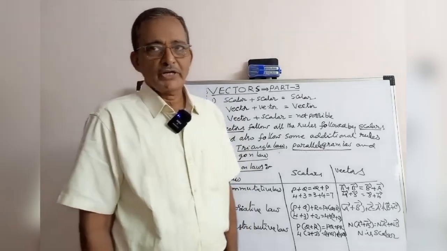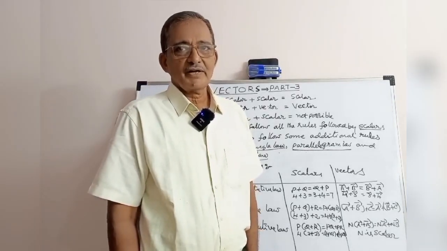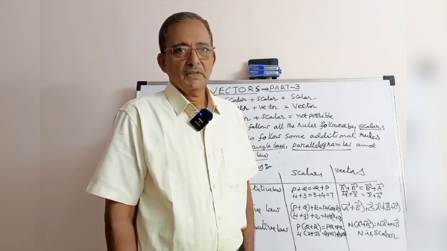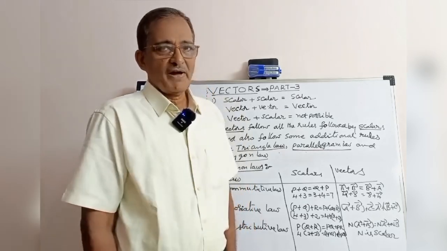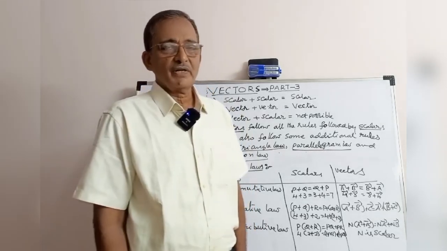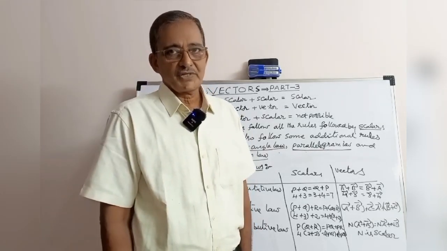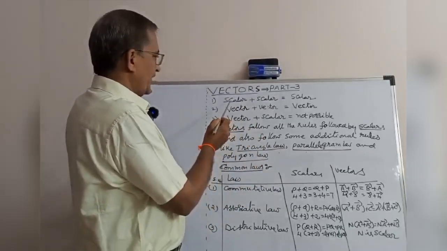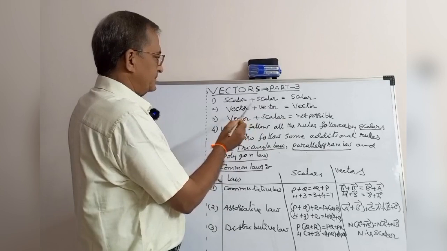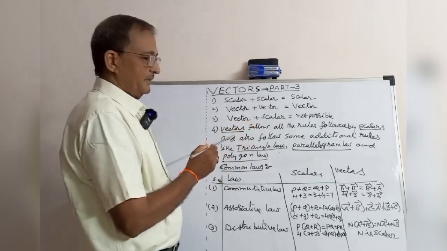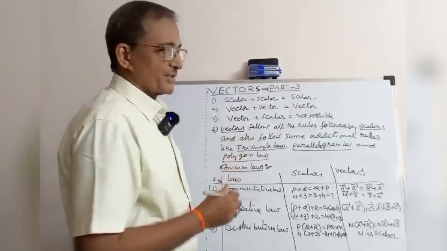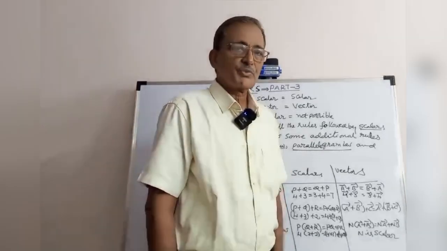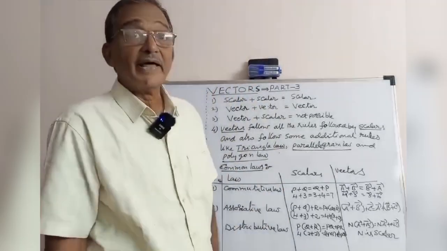Today, I am going to explain vector addition rule. Now, let us find the differentiation between vector addition and scalar addition first. First of all, you can add scalar to scalar and vector to vector. You cannot add vector and scalar according to the principle of homogeneity of dimensions.